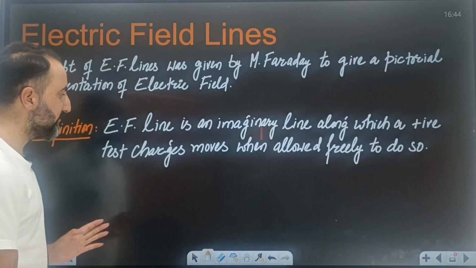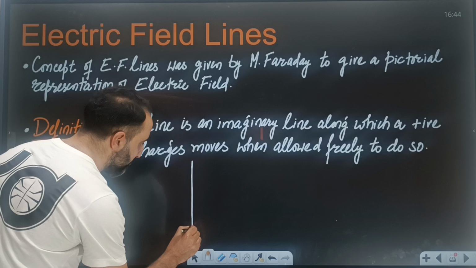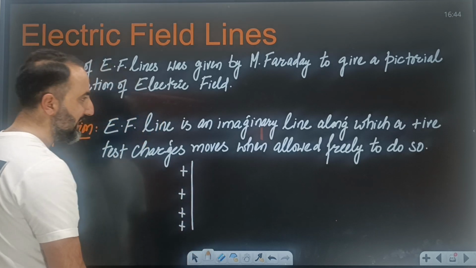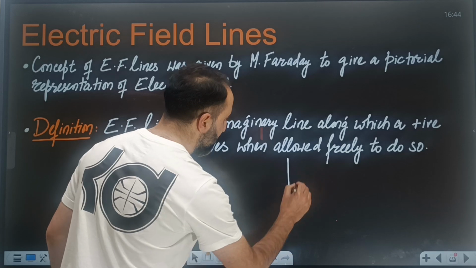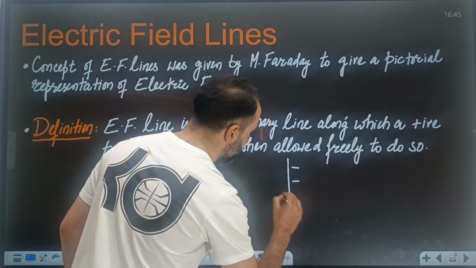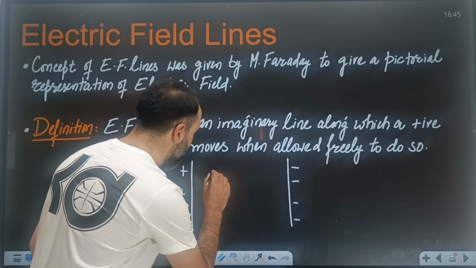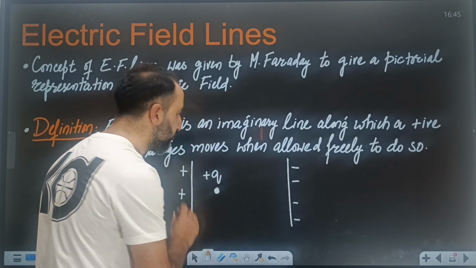For example, suppose that this is a positively charged sheet. मान लो बेटा, this is a positively charged sheet. This is a negatively charged sheet. ठीक है ना बेटा, this is a negatively charged sheet. Now what I am going to do is that I am going to release a charged particle, a positively charged particle. This is plus Q here.